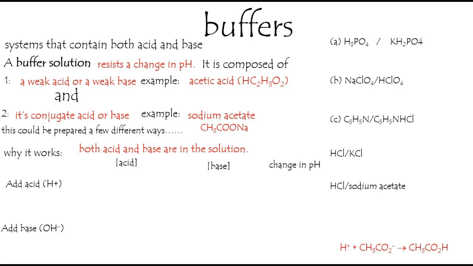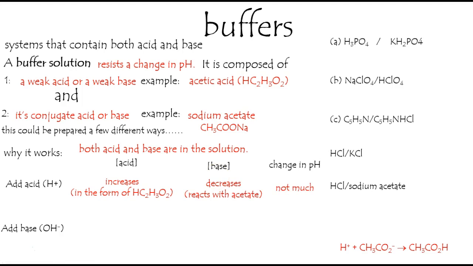So we're adding H plus to our buffer system. What will happen? Well, it will react with that conjugate base. So it will react with sodium acetate to form acetic acid, right? But being a weak acid, it doesn't dissociate much. So it'll dissociate a little bit, making it a little bit more acidic, but on the other hand, you're decreasing the concentration of that conjugate base, so they offset each other. There's not much change in pH.